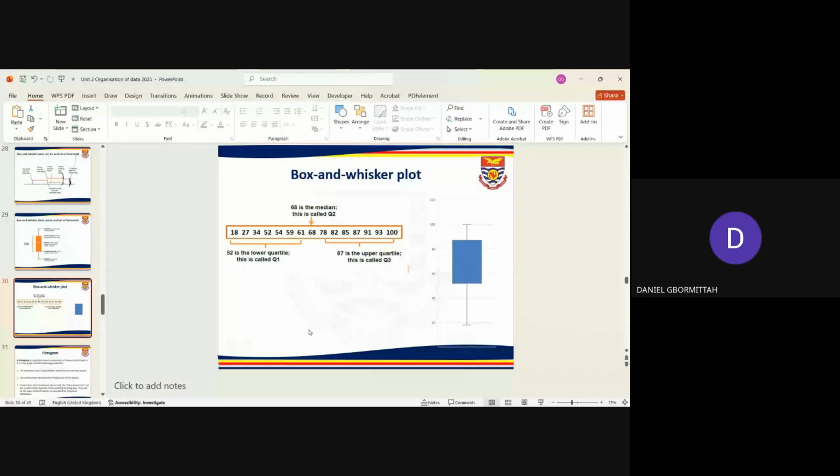It's 1/4 of the number of observations, and here the number of observations is 15. But because 15 is odd, we have to use the 1/4 of n plus 1 observation. I hope that is clear. But if it is even already, you don't have to add 1.